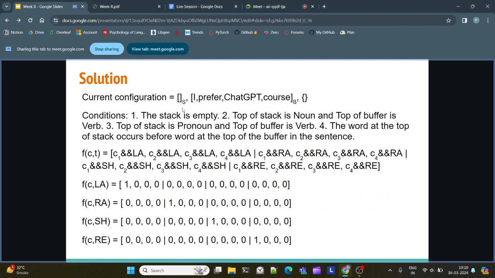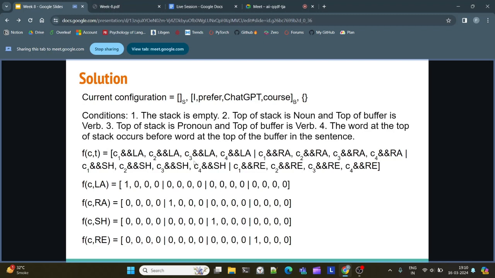The configuration has three elements. The stack, which would be empty initially. I have the buffer, which consists of all the words in my sentence, in this case, "I prefer ChatGPT post". And the set of transition arcs, which is empty when we are starting with the algorithm. Okay, so now we looked at f of c comma t, which is the features.